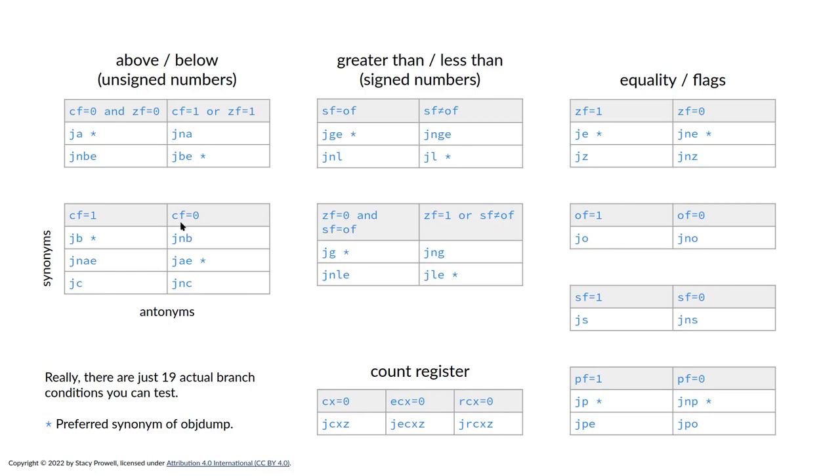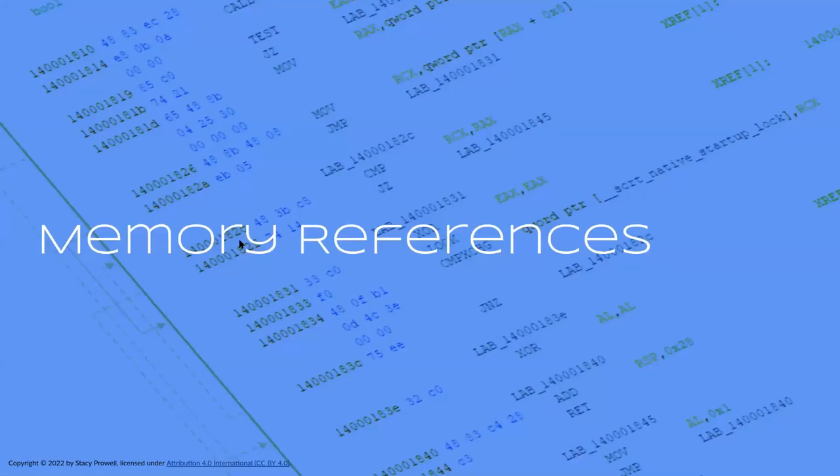You're probably only going to mostly care about jump above, jump below, jump greater than or equal to, jump greater than, jump equal, or jump zero. Those are the ones you're going to care about, these little five tables right here. Okay. All right.